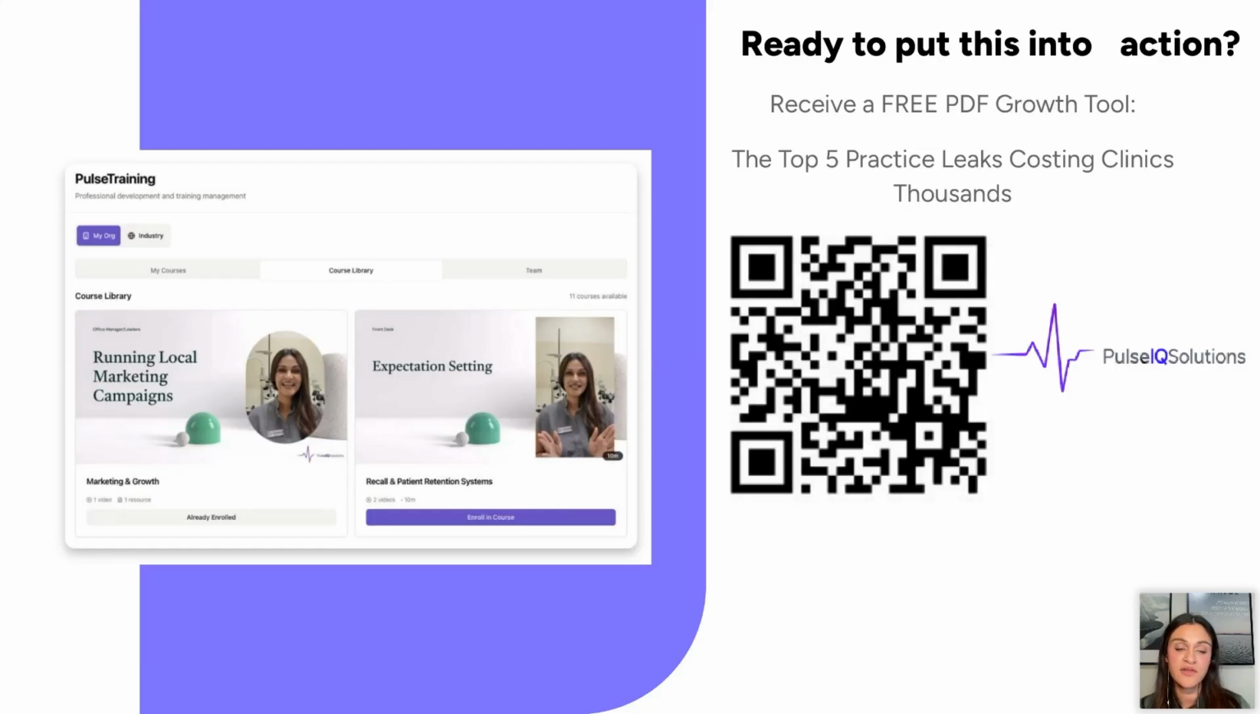So you see here, we have all these AI training modules: how to run local marketing campaigns, expectation setting with your employees, and all the kind of stuff that you need, which is role-based. So if you have front desk, opticians, managers, owners, all the different modules in there would be specific to their role.